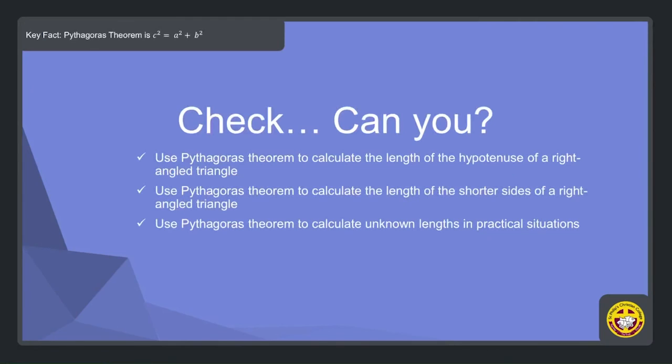So now that we've done that, you should have an idea how to find the hypotenuse. Remember, that's when we find C. The shorter sides, that's when we're finding A by taking away B from both sides. And then we've got practical situations where we have to draw the diagram for ourselves before we can answer the question.